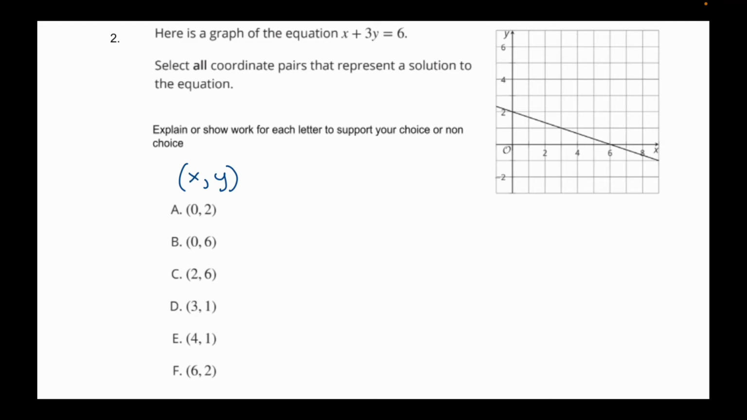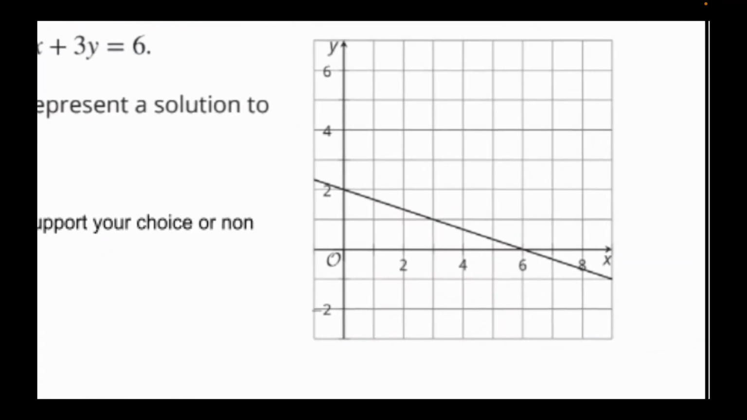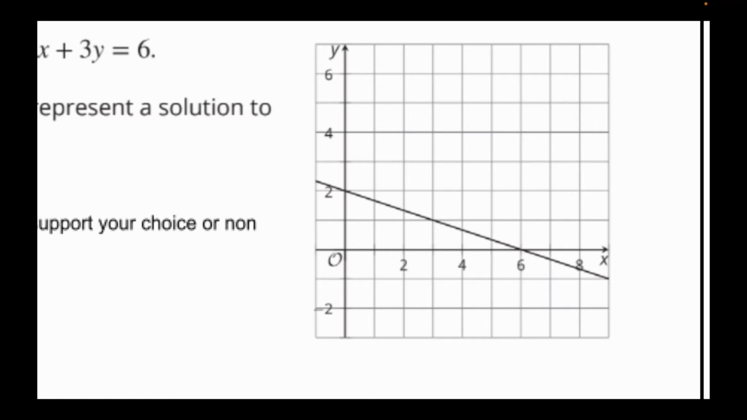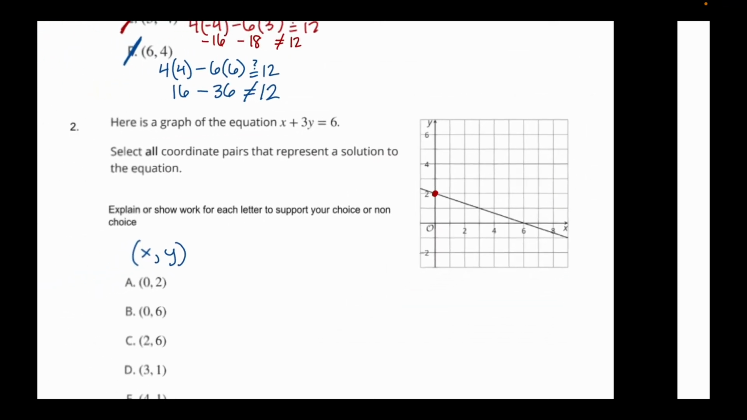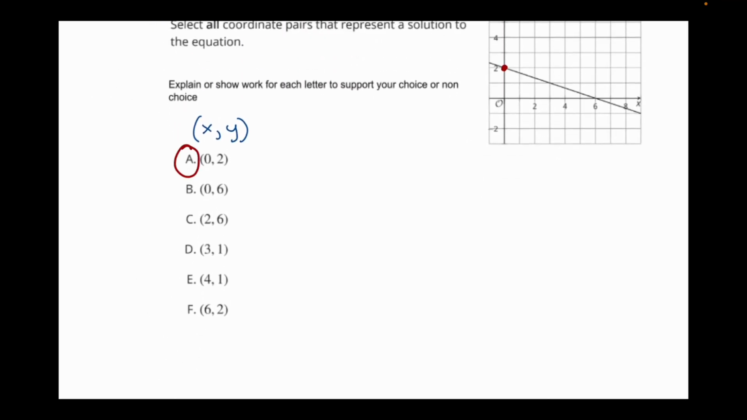So for this first one, 0, 2, that means along the x-axis I am using 0, so I'm not moving left to right, but then I'm going up to 2 on the y-axis. So that's right here. So I'm going to label this point. I think red stands out a little bit better on here, so I'm going to use red. And yes, that lands on our line. So A is one of our options, and I'm even going to label this A. That way you can see where it's at.